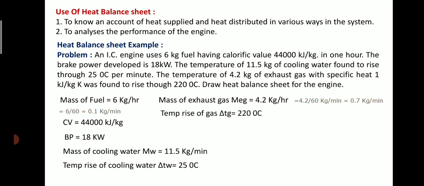Temperature rise of the gas, delta Tg, is equal to 220 degrees centigrade, that is given. Cp for water, specific heat for water, is given as 4.187 kilojoule per kg K, and Cp for gas is equal to 1 kilojoule per kg K. So this is the data from the problem that we have written, and we have converted the data into kg per minute regarding the mass of the fuel as well as the mass of the exhaust gases.